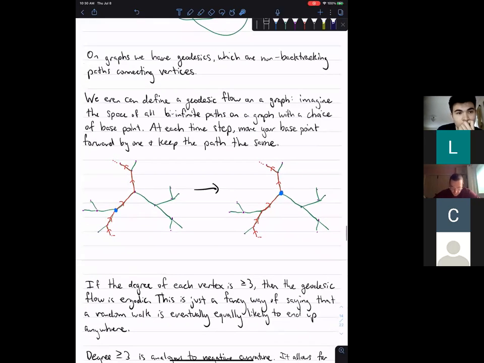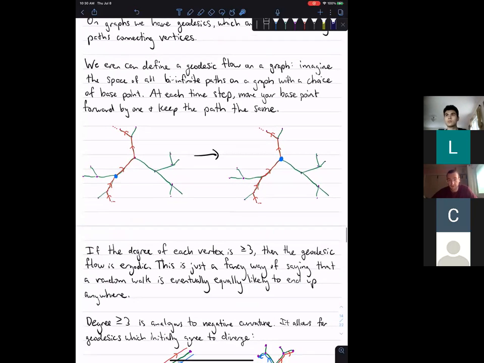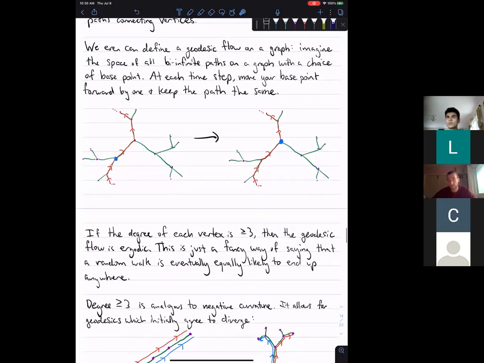And you can show that if you have a graph for which the degree of every vertex is at least 3, then the geodesic flow is ergodic. But really, this is just a fancy way of saying that a random walk on a graph for which every vertex has degree at least 3, in the long run, will end up being equally likely to end up at any vertex on the graph. So that's really another way of saying that the geodesic flow is ergodic. But I'm just trying to draw analogies with what we've already seen.